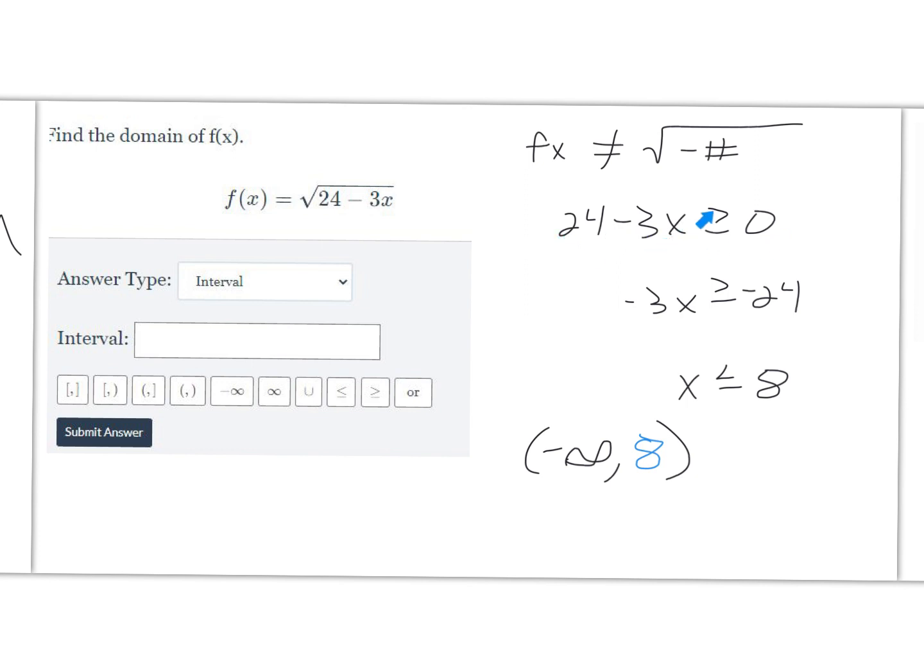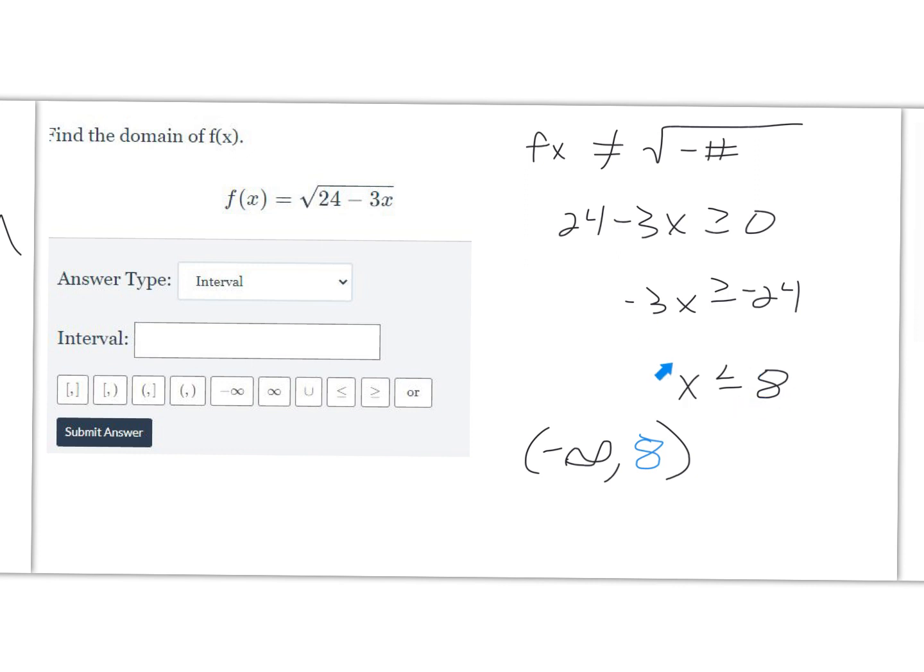So 24 minus 3x greater than or equal to 0, we'll subtract 24 from both sides, so negative 3x greater than or equal to negative 24. Then when we're solving this, we have to divide by negative 3. So remember, when you're working with inequalities and you divide by a negative, you have to change the inequality symbol. So it went from greater than to less than. And then negative 24 divided by negative 3 is positive 8.